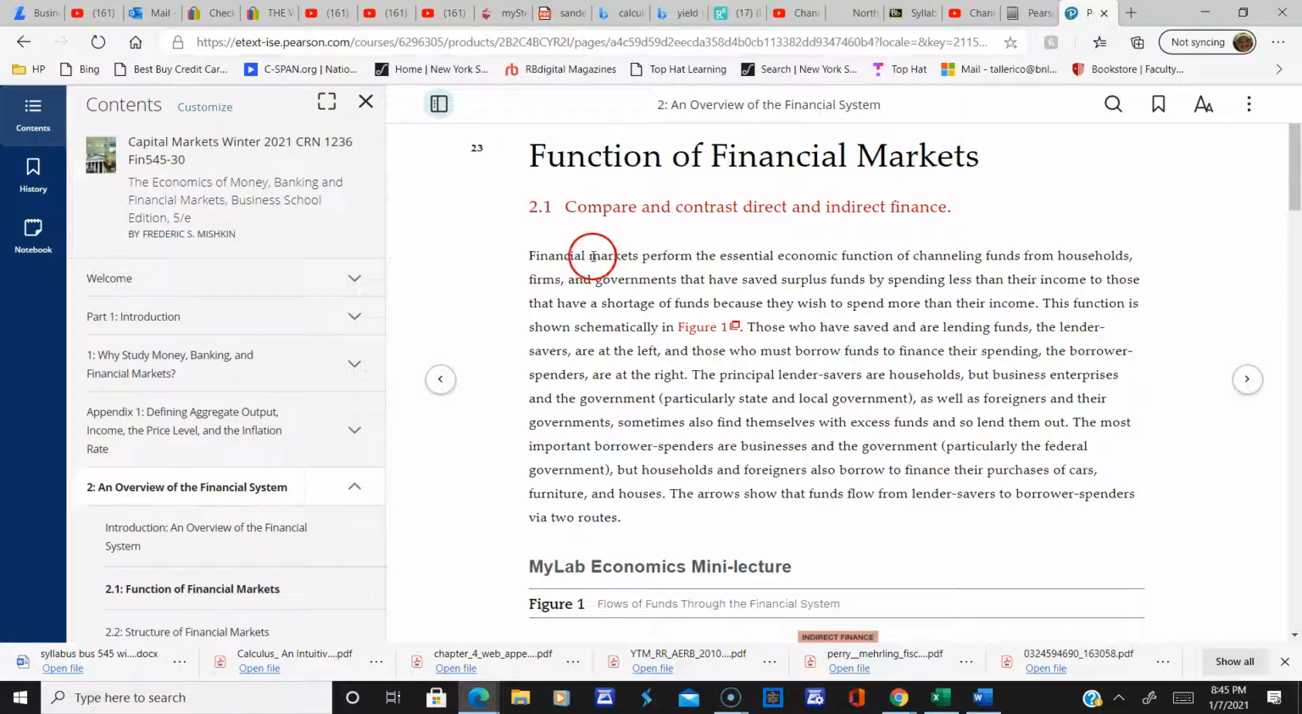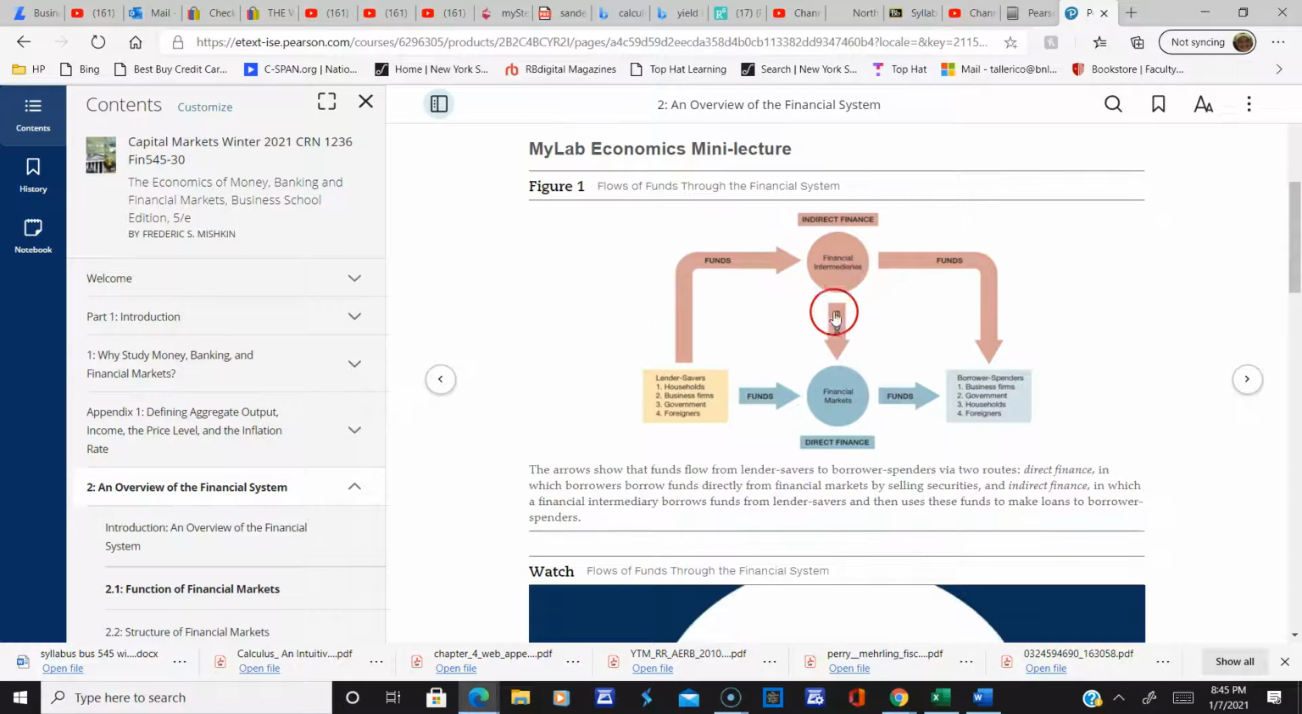Okay, so financial markets perform the essential economic function of channeling money from households, firms, and governments that have saved surplus funds to those that have a shortage of funds because they wish to spend more than their income. So some people save and some people borrow. We can see that picture here: the financial intermediaries, the lenders, money going in, money going out, and the borrowers.